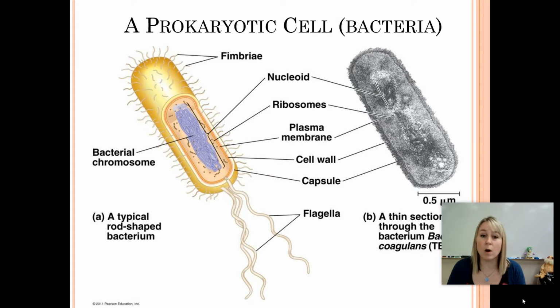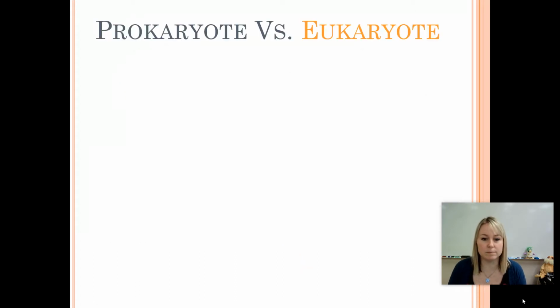They have a cell wall, many of them do. That is a structure made out of proteins called peptidoglycan. They have ribosomes, which they use to build all of the proteins that they need to make and use energy.